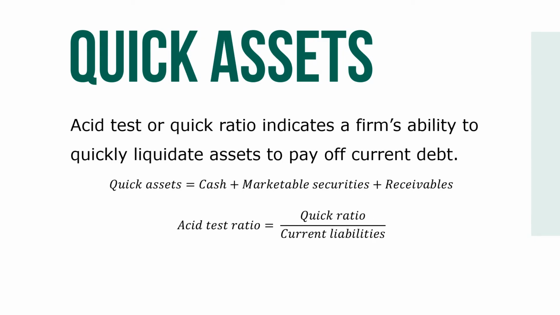Finally, the acid test or quick ratio indicates a firm's ability to quickly liquidate assets to pay off current debt. So quick assets equal cash plus marketable securities plus receivables. So our acid test ratio equals quick assets over current liabilities. This ratio recognizes that a firm's inventories are one of the least liquid current assets. Merchandise inventories and prepaid expenses are not part of quick assets because they're not readily convertible to cash. An acid test ratio of 1 to 1 or greater is considered acceptable.